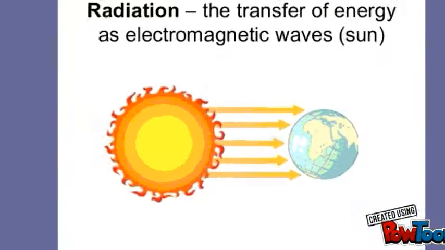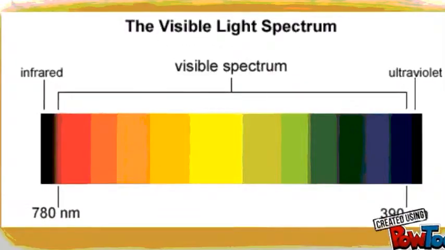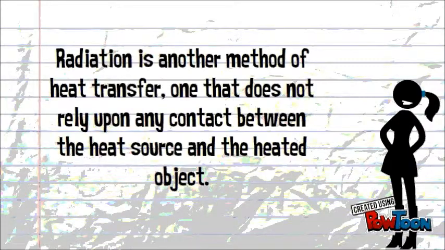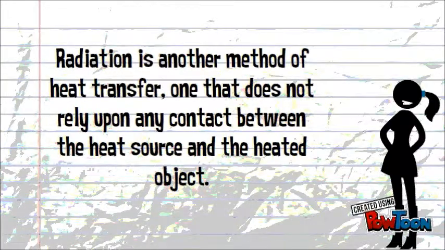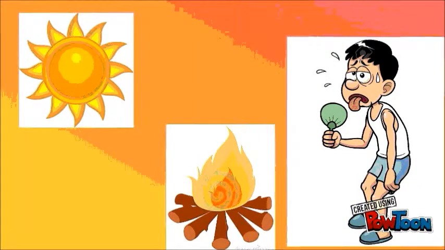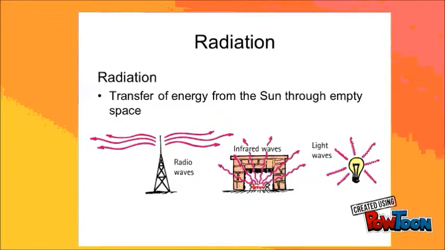This example illustrates our final mechanism of heat transfer. Radiation. Radiation is when heat is transferred by electromagnetic waves like radio waves, infrared waves, X-rays, and even visible light. Radiation is another method of heat transfer, one that does not rely upon any contact between the heat source and the heated object. For example, we feel heat from the sun or a fire even though we are not touching them. Radiation can occur through objects and empty space.